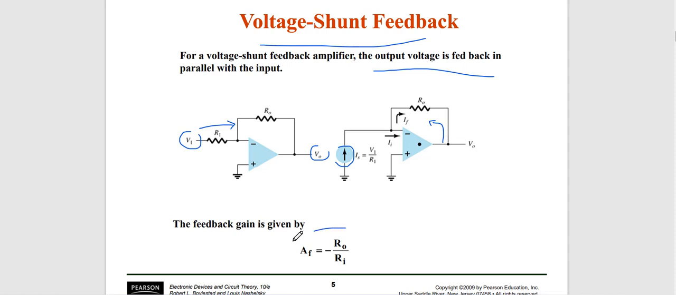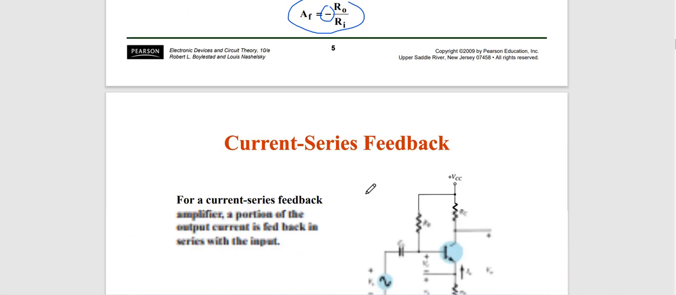The feedback gain AF: because the input is connected to the negative terminal here, this is the inverting op-amp. So AF is minus Ro per Ri, or R1 here, the input resistor. The negative sign represents the phase difference.